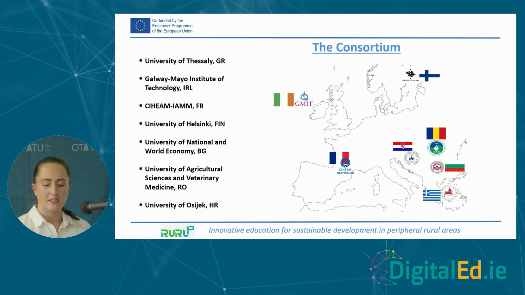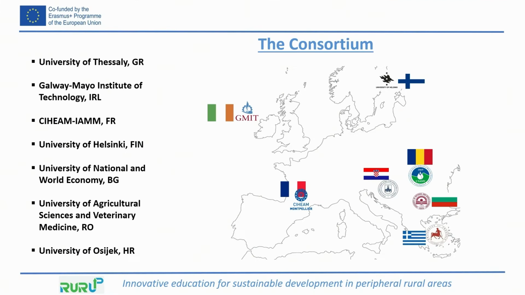In Ireland, we have the ATU, or when it started, it was GMIT. The project is led by the University of Thessaly in Greece, and the main output of the project is an educational course that's targeted towards masters and PhD students in ag science and rural development, conservation biology, ecology, forestry disciplines, and also business and economy modules with an agricultural focus.